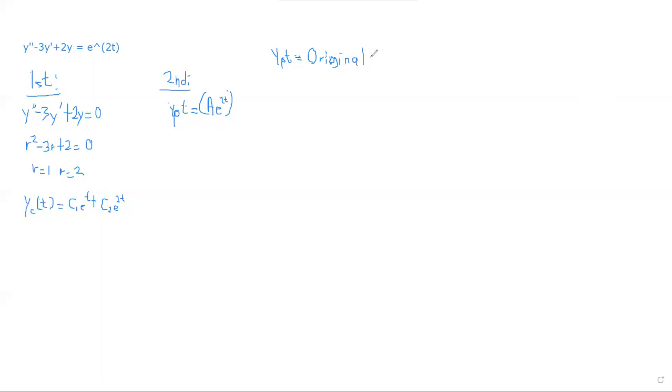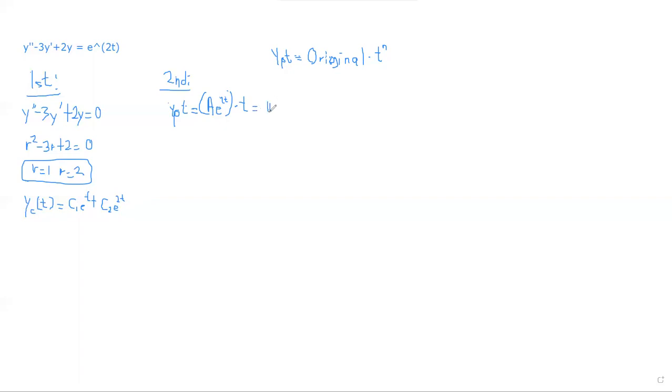Original times t to the power of n. And the number n is equal to how many times the characteristic equation contains an r value, or a root, equal to the particular solution. So here, e^(2t), you see it's once. So you multiply it by t. N is 1 in this case because there's an overlap here. Because the characteristic equation contains 2t and here's 2t, so you multiply it by t once.